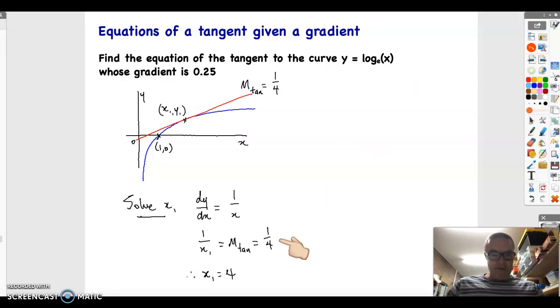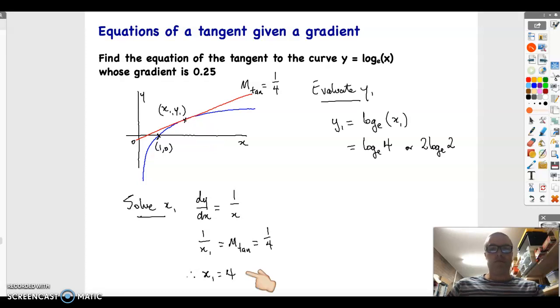Now, when using that particular value x1, 1 over x1 should be the value of our tangent gradient, which we know is 1/4. Solving that equation tells us that x1, the x coordinate of this point, is equal to 4. And so evaluating the y coordinate, we're just going to use the function log x, and so we can use log 4, or you might simplify that to 2 log 2.